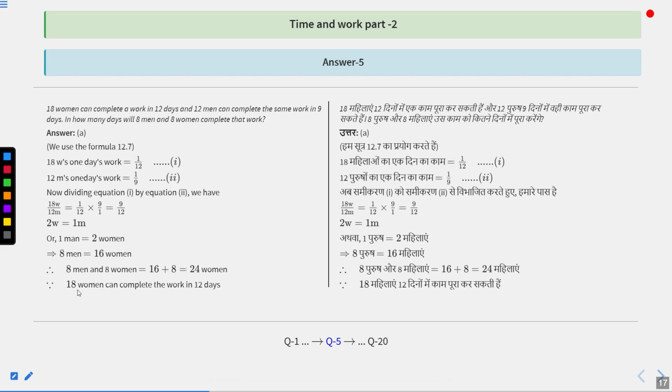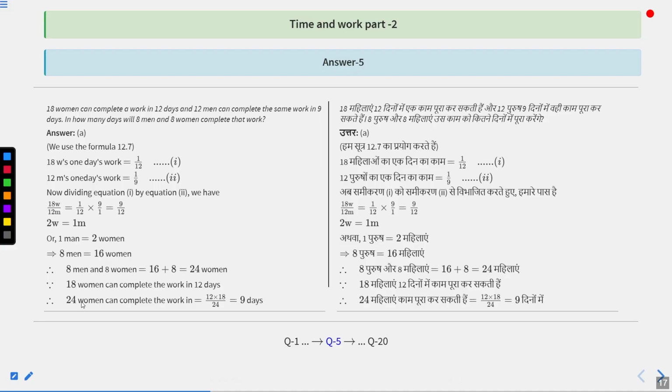Clear? So 18 women can complete the work in 12 days. Clear? Now in that way, in how many days can 24 women complete the work? So we can calculate it as 12 into 18 upon 24, which is 9 days. Clear? This is the correct answer. Next one.